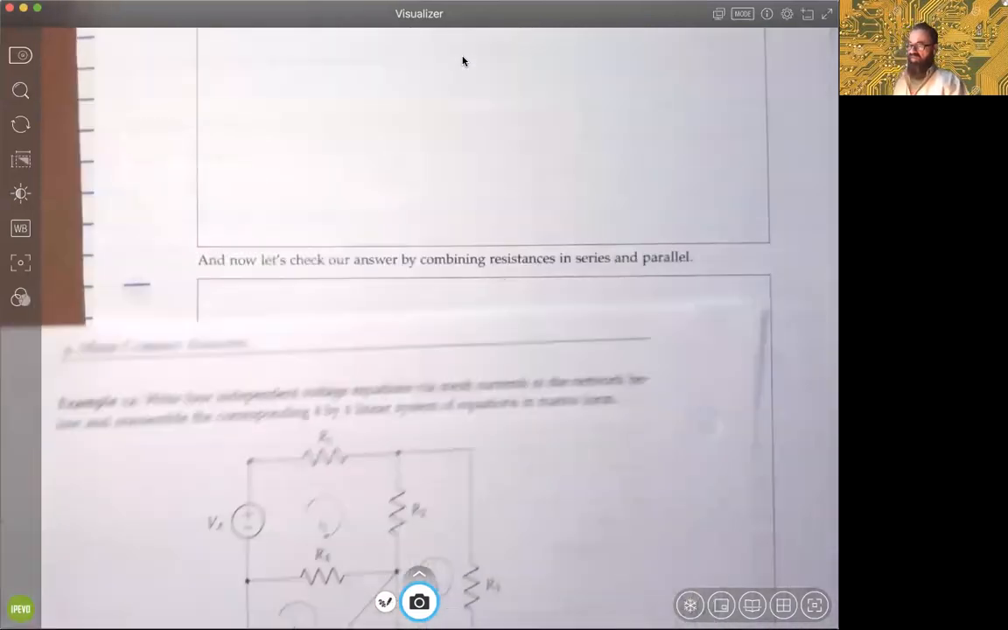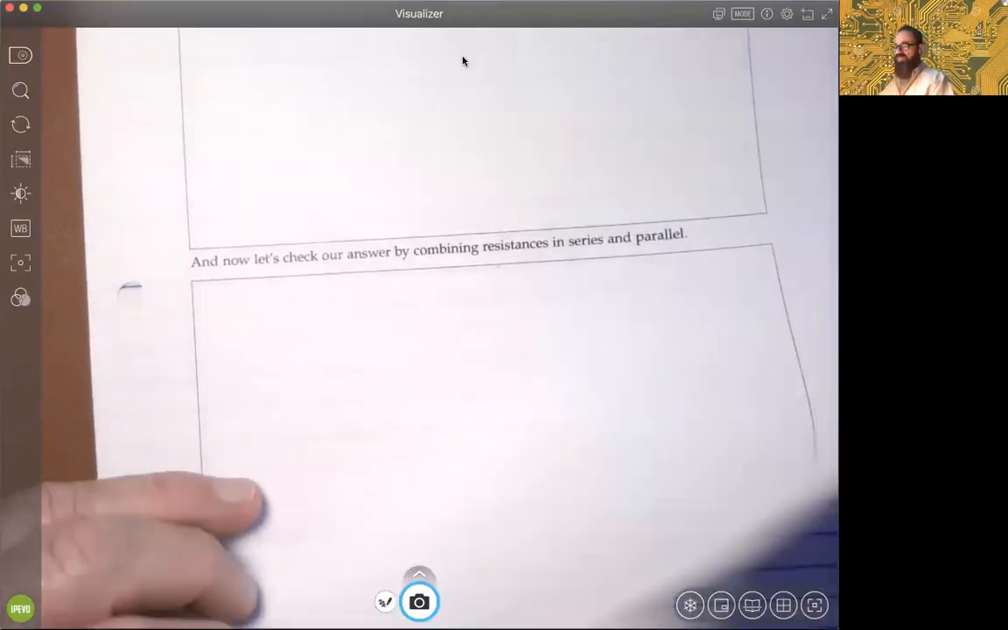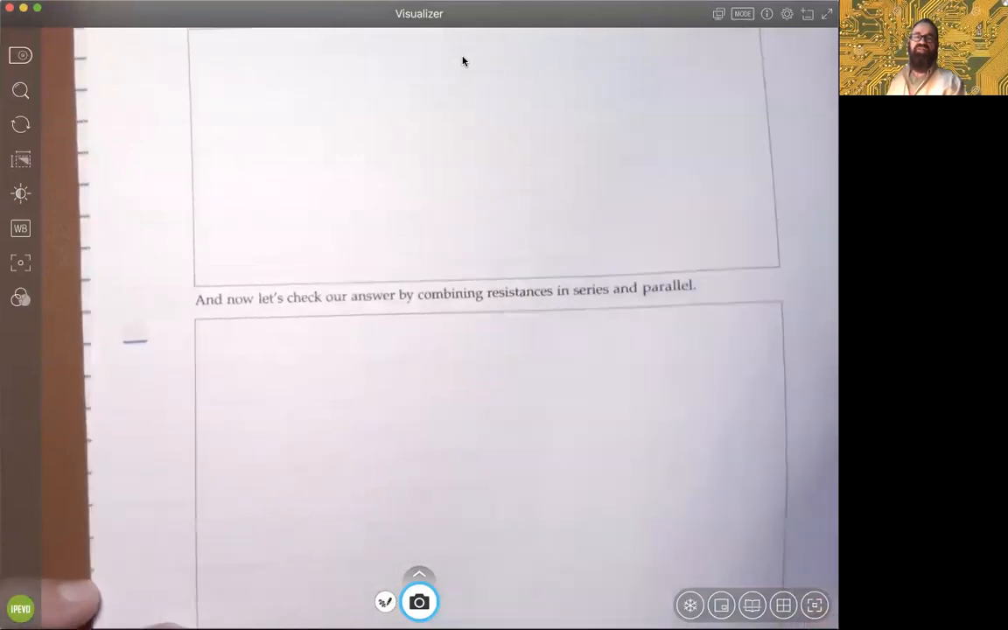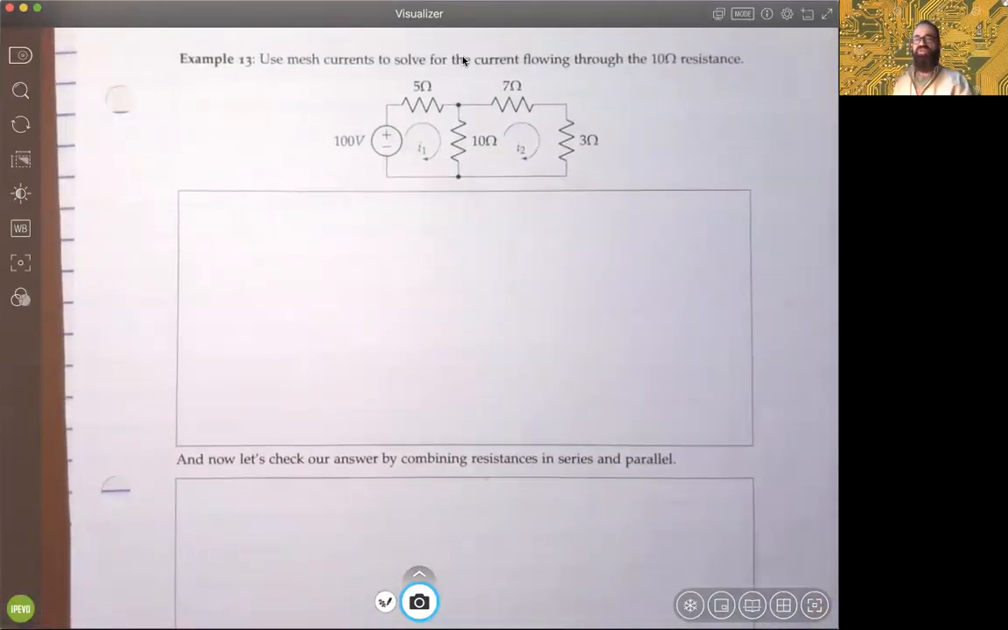So let's get one more practice. We're going to go on to page 61 and do an example and then check our result with mesh currents using our previous methods, just to show you that you can go either direction, nodal analysis, or you can go with mesh currents.